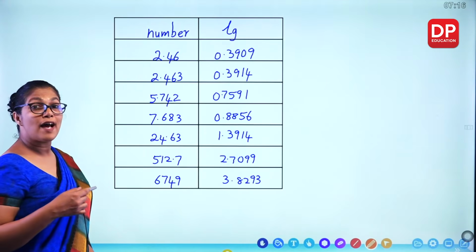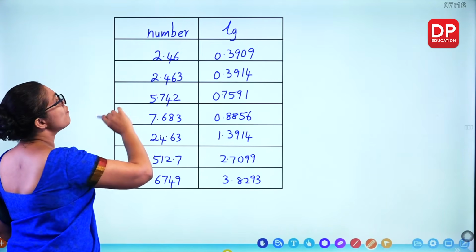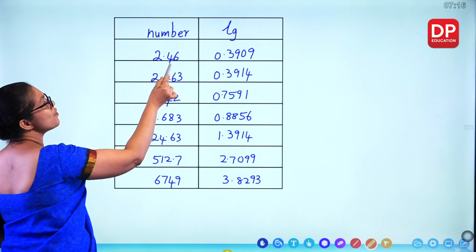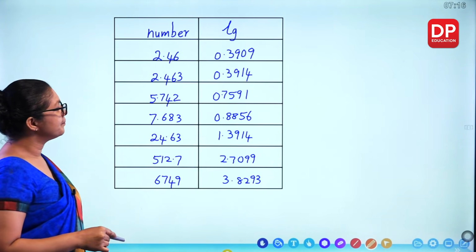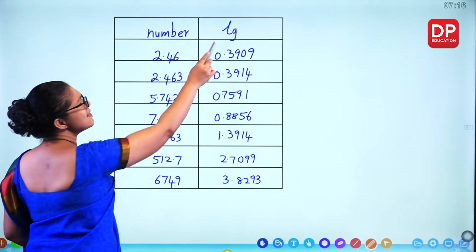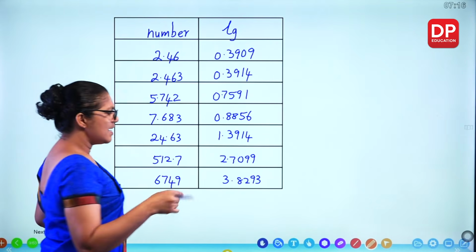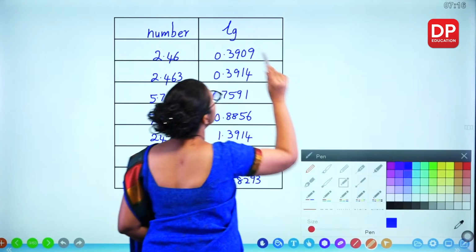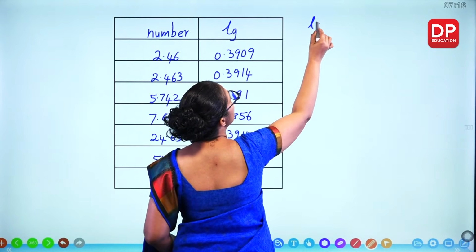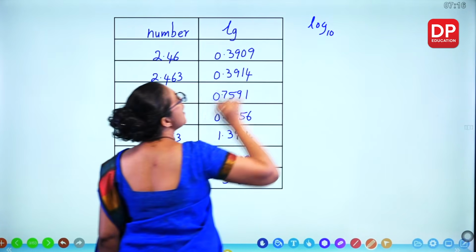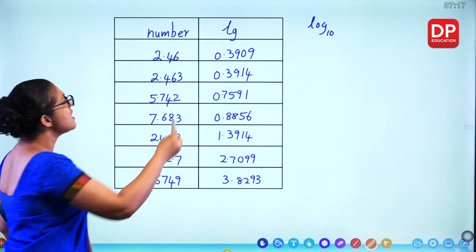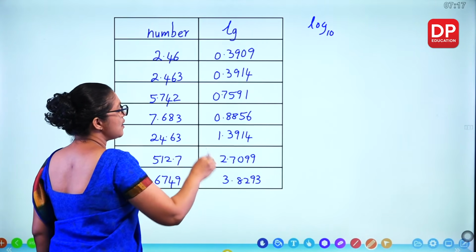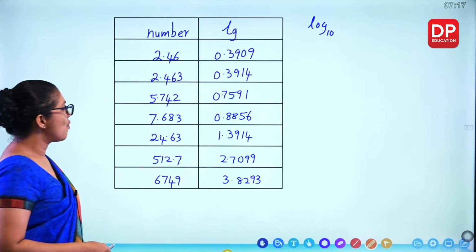Now these are the values we found before. If the number is 2.46, we found this is 3909. Now, what's this LG means? LG is the short notation for LOG 10 base. So, no need to write LOG 10 base. We can straight away write down LG. So, these are the logarithmic value we found before.